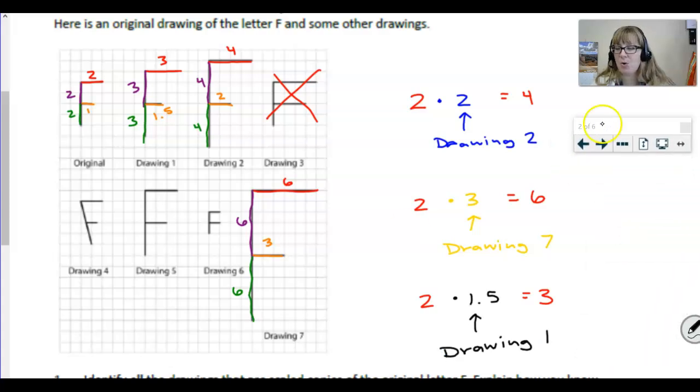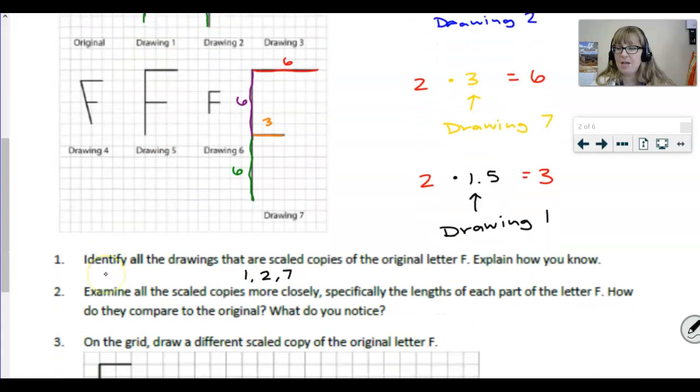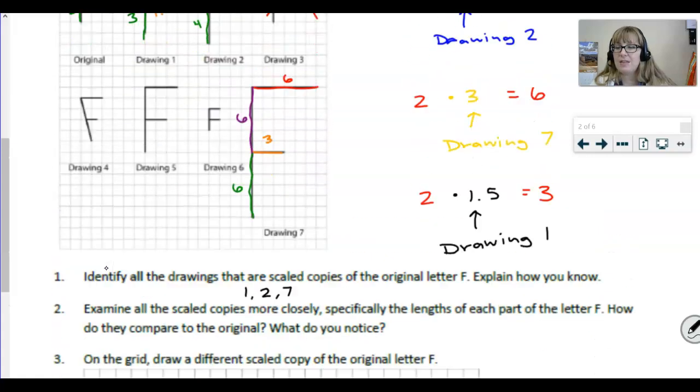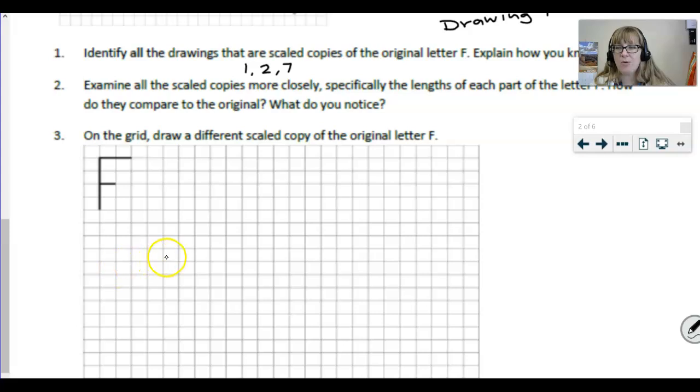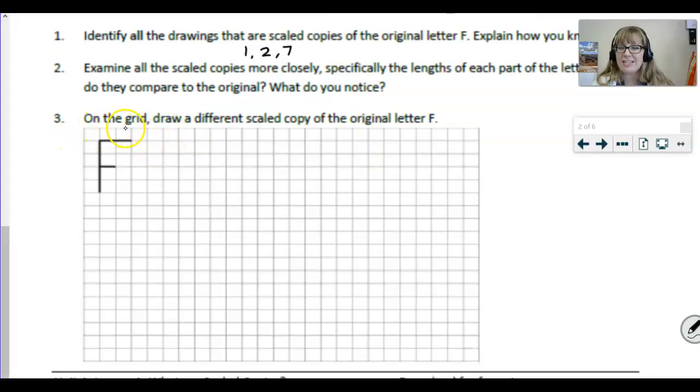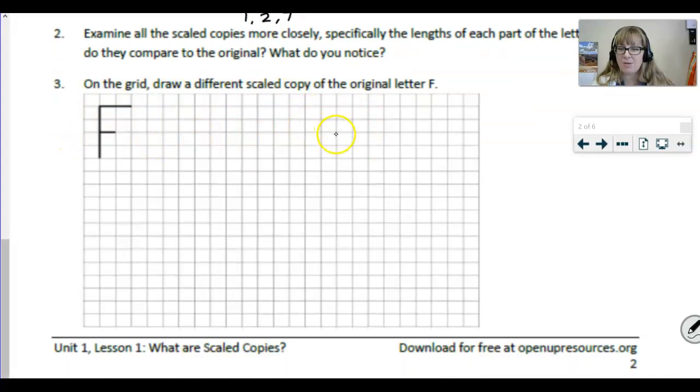Okay, let's continue on. On the grid below, I want you to draw a different scaled copy of the letter F. Pause the video and give it a try on your own first. See how well you're catching on. See if you're noticing some of those details. So answer question 3. On the grid, draw a different scaled copy of the original F.